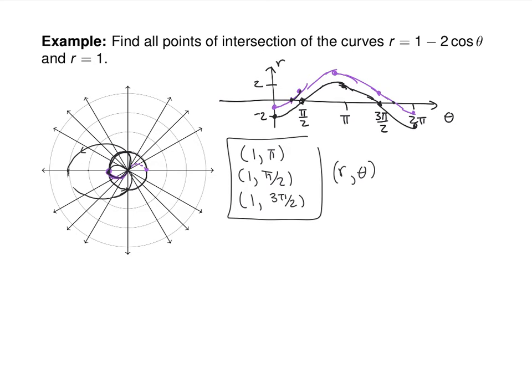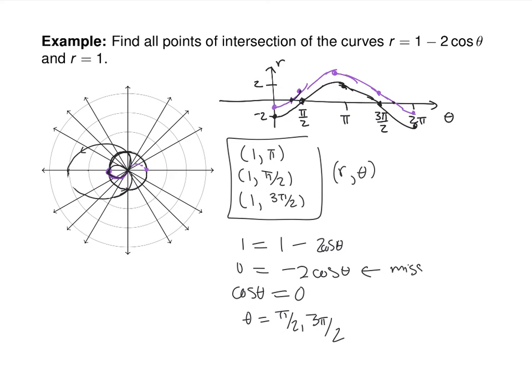You could also solve them by setting the two equations equal to each other, and let's just examine what happens when you do that. If you set 1 equal to 1 minus 2 cosine of theta, that's 0 equals negative 2 cosine of theta, or cosine theta equals 0. And cosine of theta is 0 at theta equals pi halves and 3 pi halves, which are two of the points we found, but this method misses the point (1, pi). And that's because while those two curves intersect there, they're never there at the same theta value.